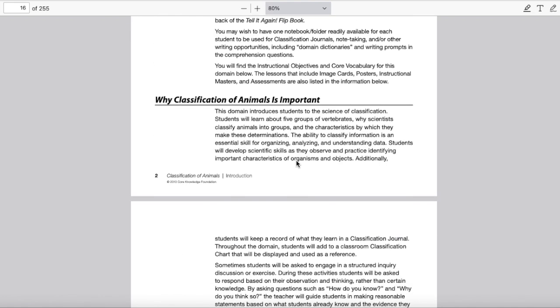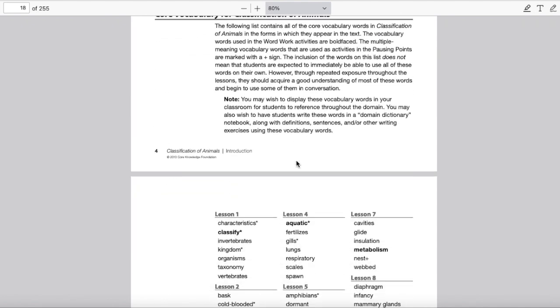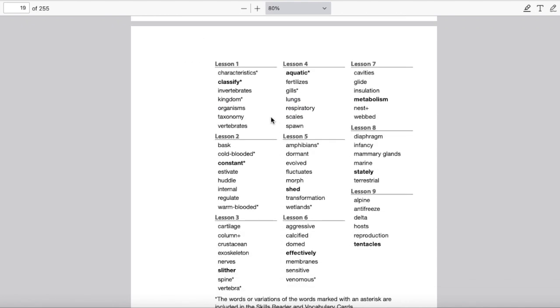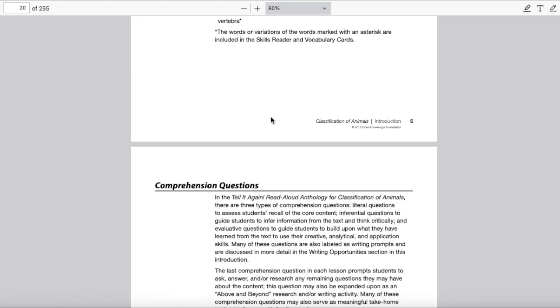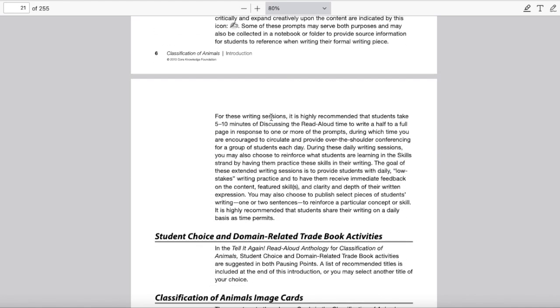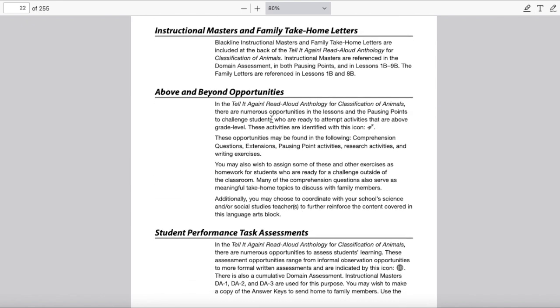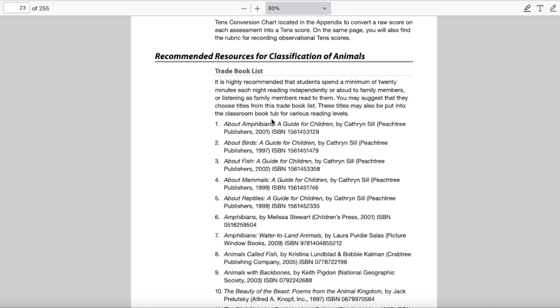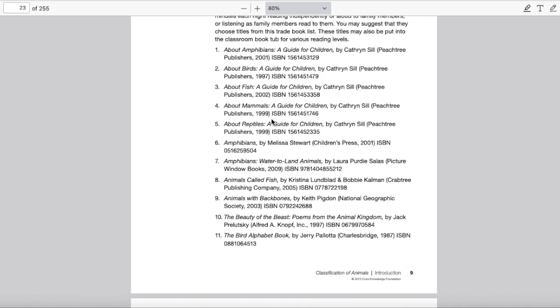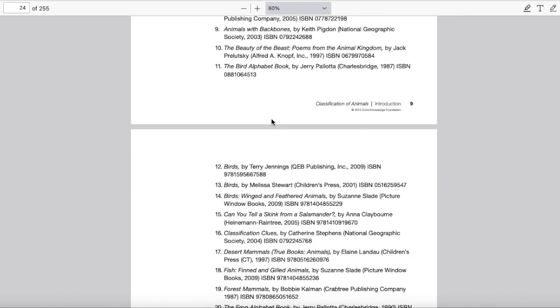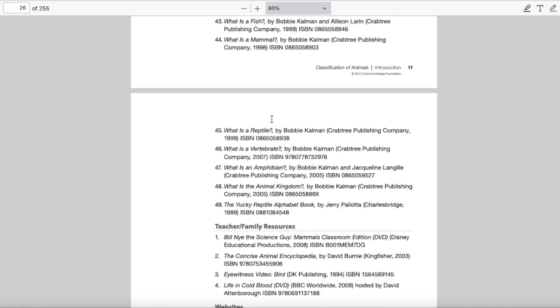These components, again, you've already read in the other one. You know the components. Why classification is important. Information for you. It's going to give you a vocab list of everything you're going to cover. It's going to go over the writing opportunities. So do you see the repetitive nature of this? If you understand one unit, you will understand most of the units. That's why I can use this open and go at this point. Trade book list, like I said before, it's going to give you some books you can add on to the unit.